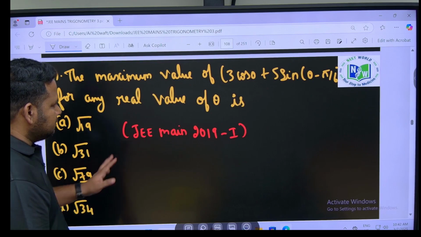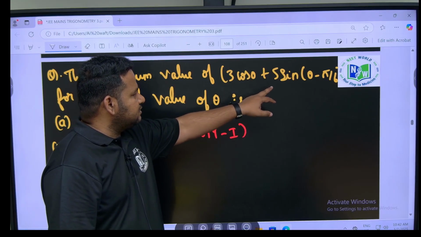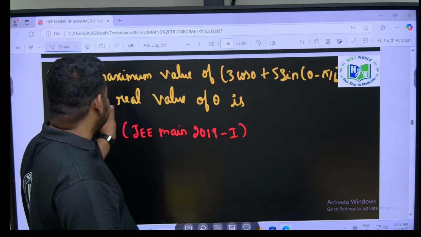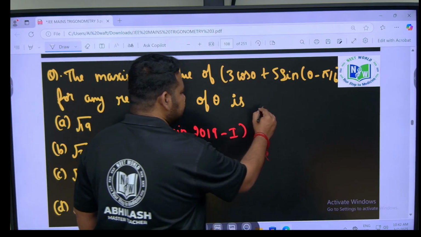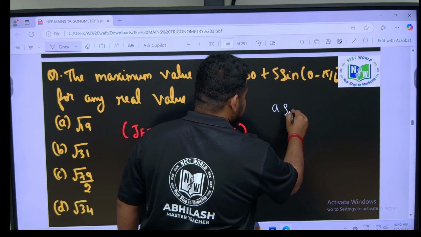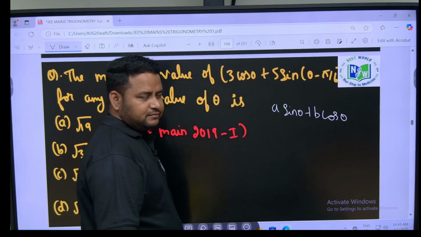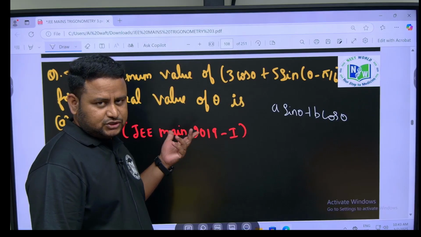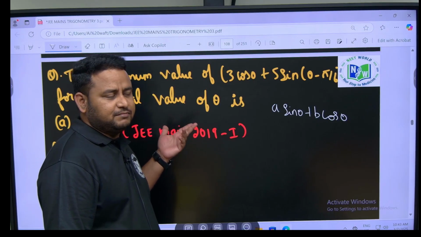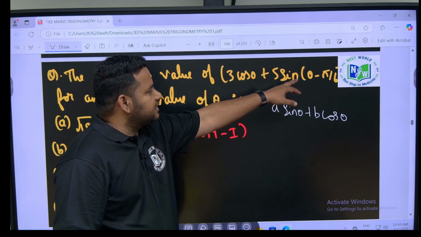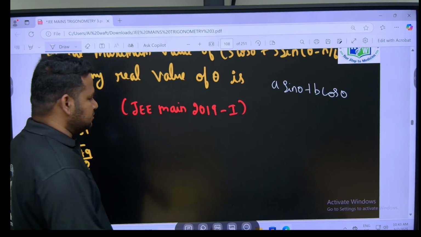Look at this, friends. This question is a little tricky. They have given 3 cos theta plus 5 sin of theta minus pi by 6, for any real value of theta. See, I told you for finding maximum and minimum value, if the expression is given as a sin theta plus b cos theta, it is root of a square plus b square, positive value for maximum and negative value for minimum. But here instead of sin theta they have given sin of theta minus pi by 6. So you have to simplify that first. So it is given what?